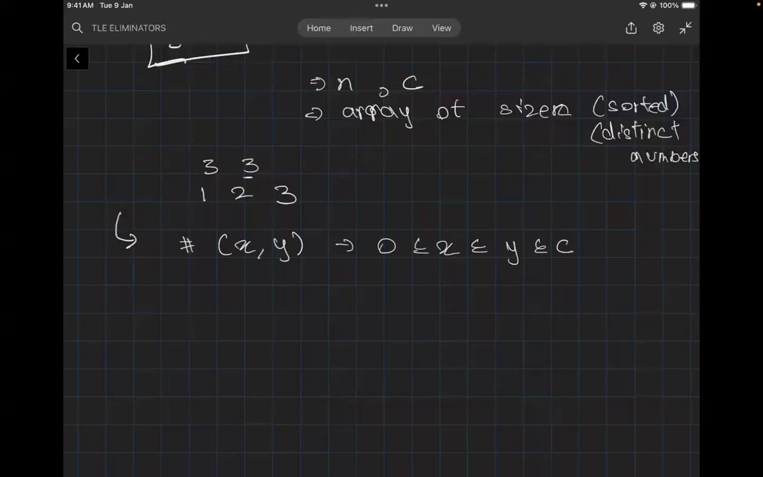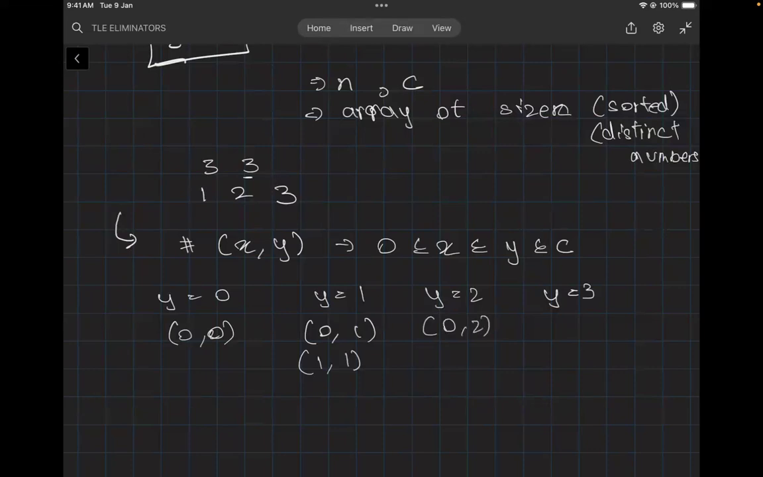For example, here it is 3. So we'll take y is equal to 0, y is equal to 1, y is equal to 2, and y is equal to 3. So what pairs can we make? Here we can make 0, 0. Here we can make 0, 1 and we can make 1, 1. Here we can make 0, 2. Here we can make 1, 2. Here we can make 2, 2.